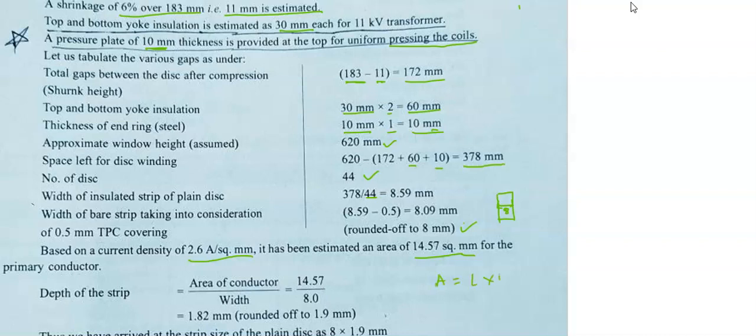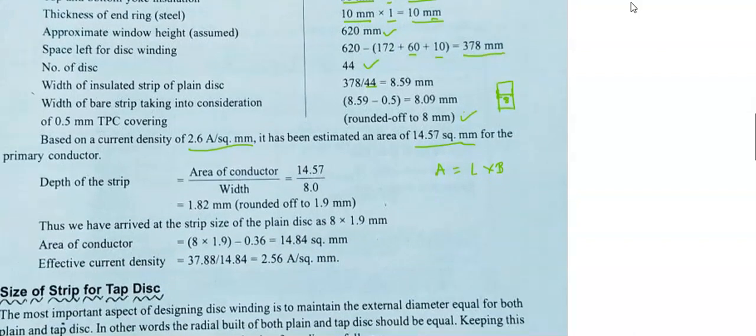Rectangular area is length into breadth. I want to calculate the thickness of the conductor also. So from this, depth is equal to area of the conductor divided by width. If we calculate area by width, we'll get the depth 1.82, which is rounded up to 1.9 mm. Therefore, the strip for the plain disc is 8 into 1.9 mm.